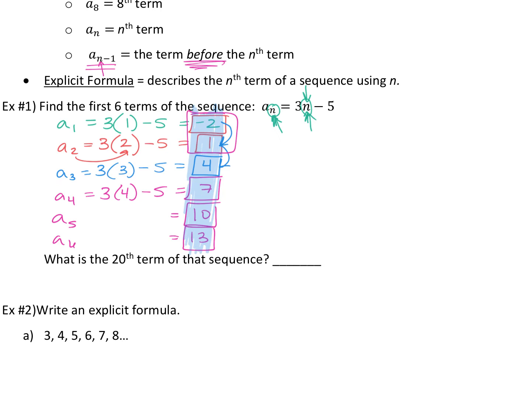Okay, what do you do for the 20th term? Just plug in 20. A sub 20, our 20th term, is 3 times 20 minus 5. So 60 minus 5 is 55. So they gave us the explicit formula, and we just had to figure out what our first 6 terms were. Yes, Jada.